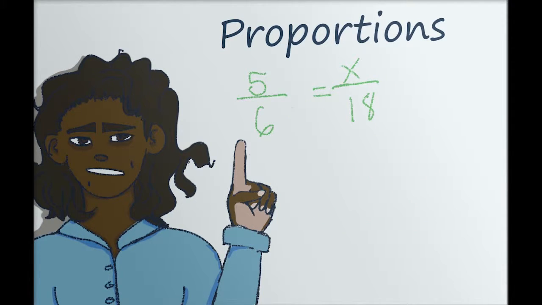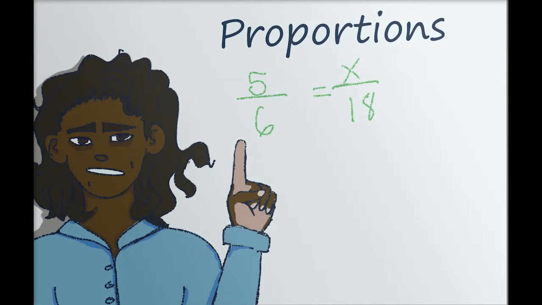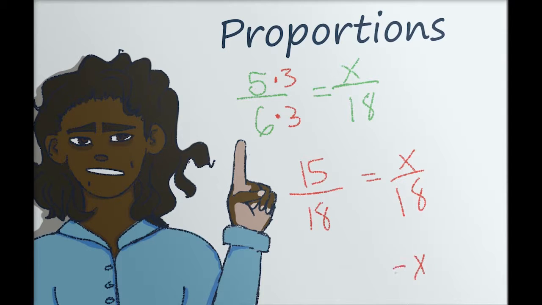For this next problem, we have a variable. This right here is a variable. And we have to solve for that. So first we have to find a common denominator. So to do that, we can multiply these by 3. And that leaves us with 15 over 18 is equal to x over 18. Which makes it safe to say that x is equal to 15.